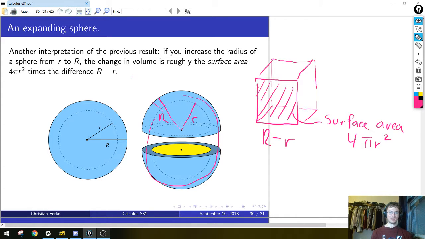Just try to find the volume enclosed by these two things, and you can convince yourself it should be basically the surface area of the sphere times this length. You should ask me questions on that, because I kind of butchered that.